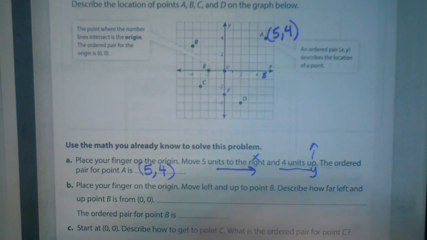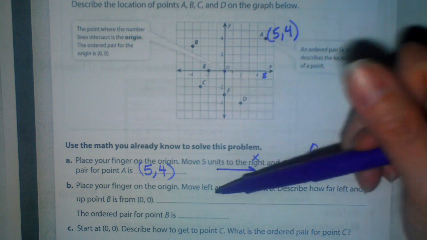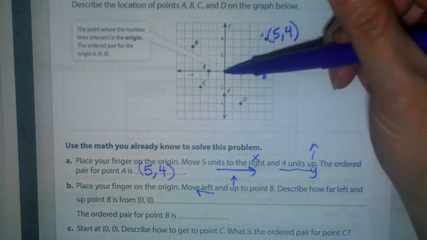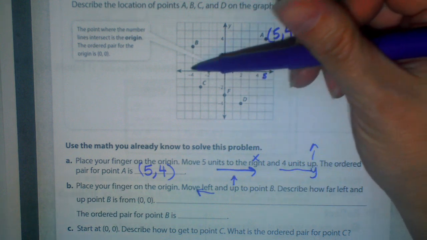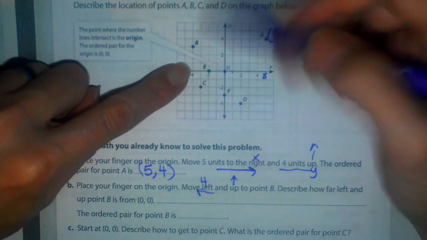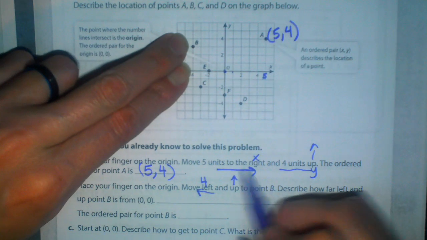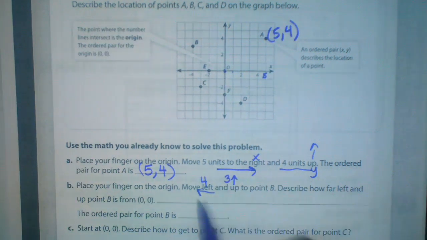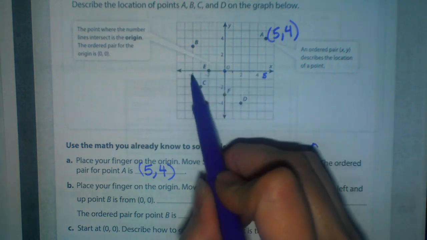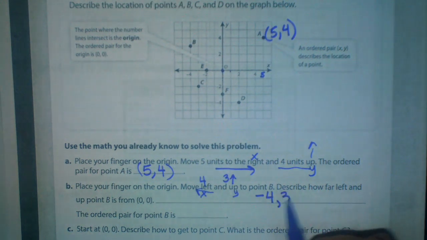Again, place your finger on the origin at 0, 0. Then it says move left and then up to point B. So let's count. 1, 2, 3, 4. So we moved 4 units to the left, and then 1, 2, 3 units up. Left is your X, up is your Y. If you notice, we're on the negative side because it's the left side. So we're at -4, 3.